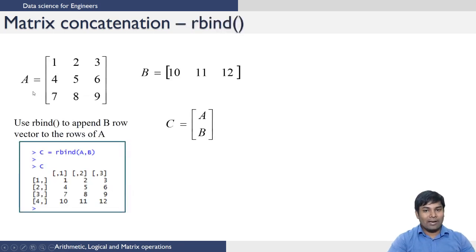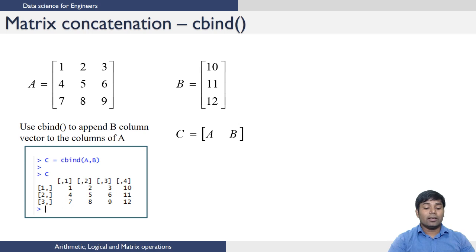Let us suppose you have a matrix A and matrix B, and you want to concatenate this matrix B as a row in matrix A. That can be done using the rbind command, which is shown here. I am concatenating the matrix B to the matrix A, and I'm assigning it to the variable C. When you do this command, you can see that the matrix C is having the row 10, 11, 12, which is the matrix B that is concatenated to the matrix A.